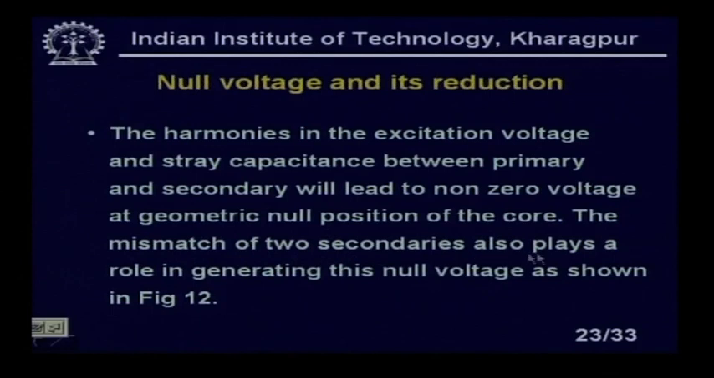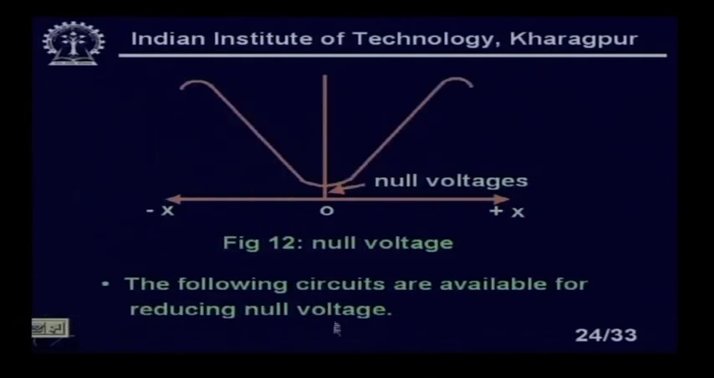The mismatch of the two secondaries also plays a role in generating this null voltage, as shown in figure 12. You see this is a null voltage. It is supposed to be 0, but it is not. It is the non-zero voltage I am getting at the geometric null position, right, because making two identical secondaries is almost impossible. So some non-zero voltage will remain.